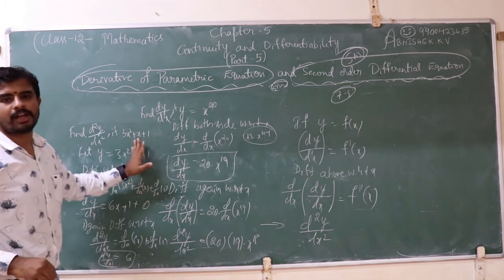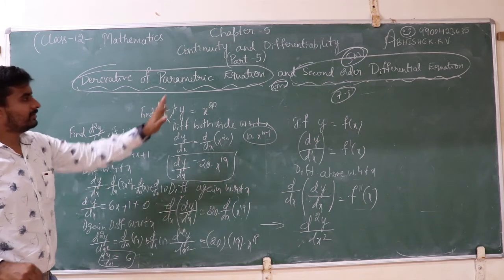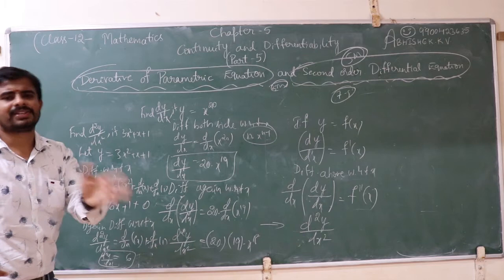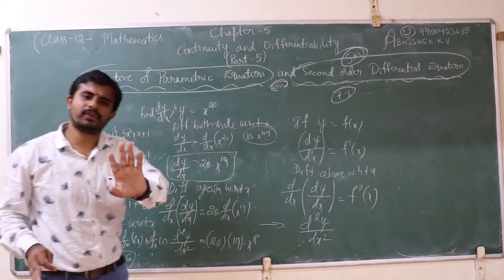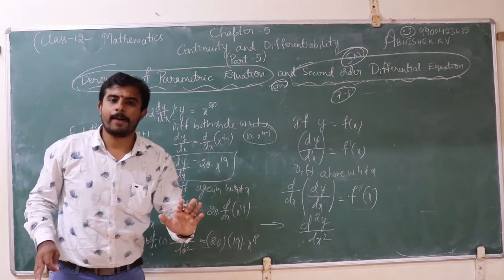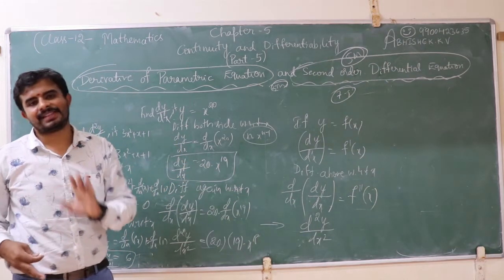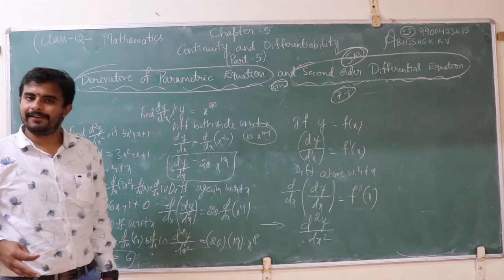So this is how we solve the second order differential equation. It's very easy. Differentiate the given equation 2 times. Whatever you have as the first order derivative, again apply the derivative to that term. Then you will get the derivative of second order. That is the second order differential equation.